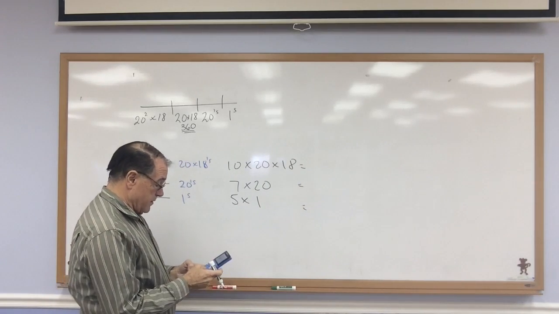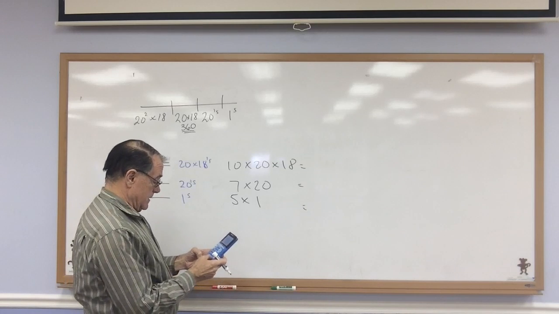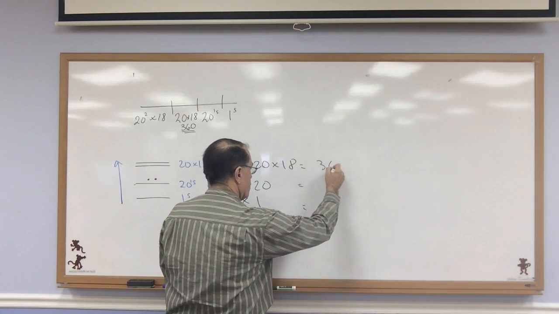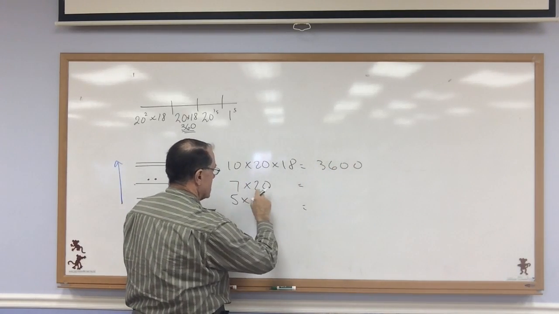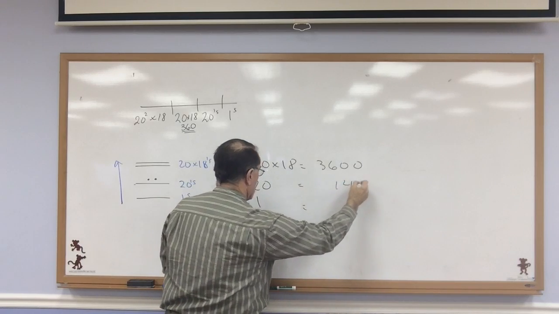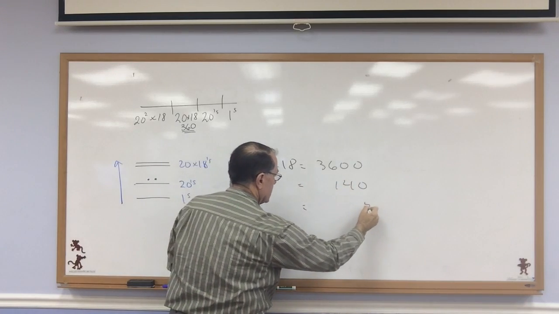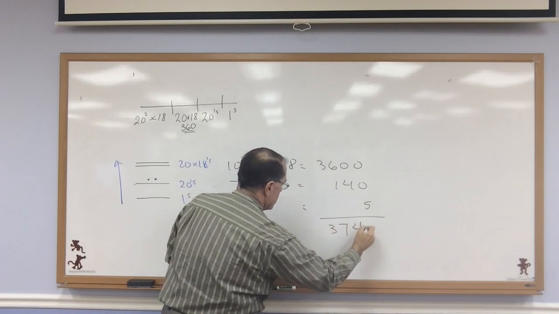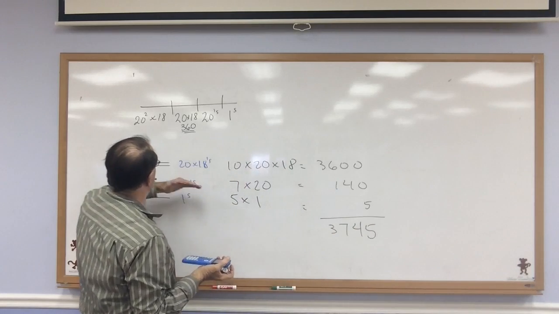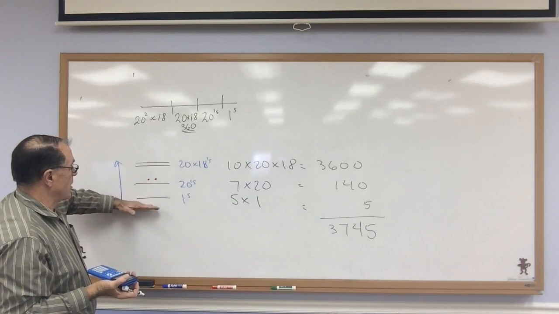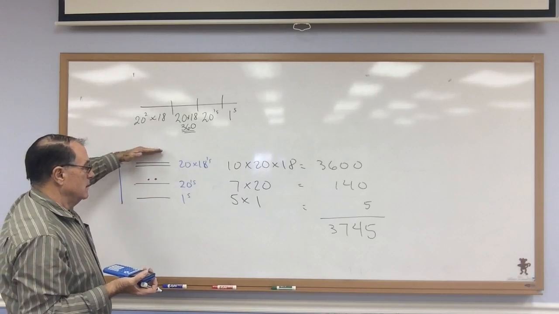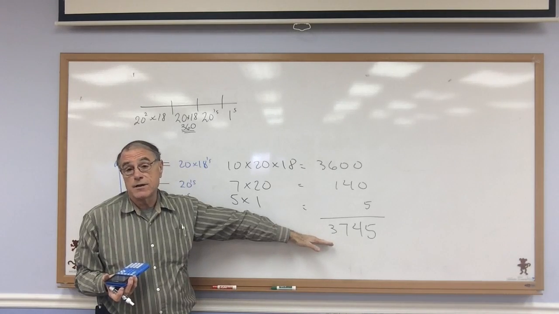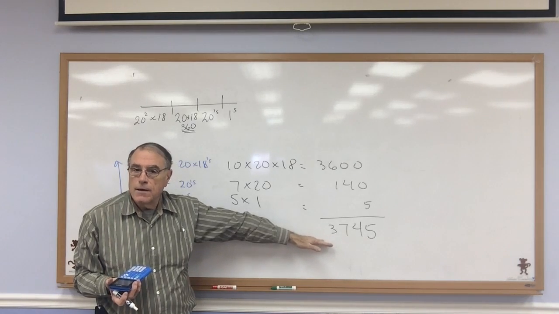So let's take the first, and we've got 10 times 20 times 18, that's 3,600. 7 times 20, 140. 5 times 1 is 5. And we'll add this up, 3,745. So this numeral, bar, bar and two dots, two bars, in Mayan, is equivalent to 3,745 in Hindu-Arabic.